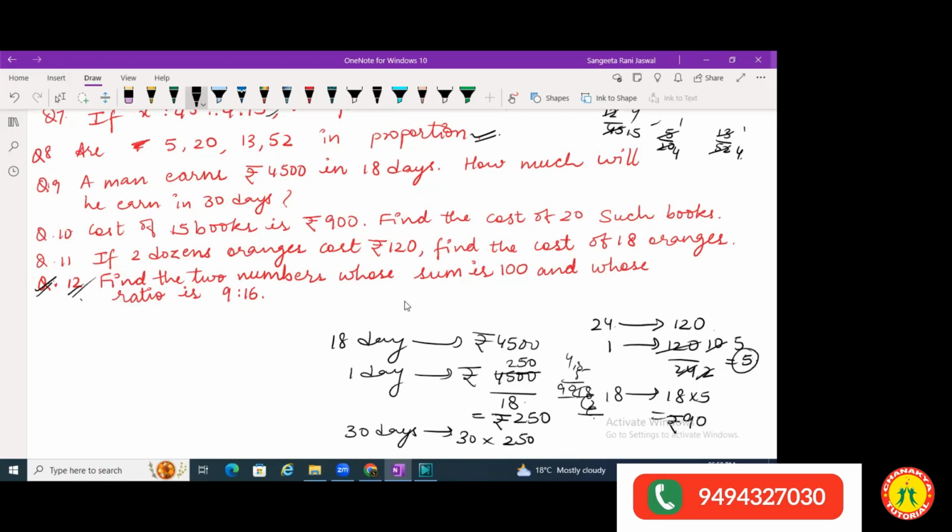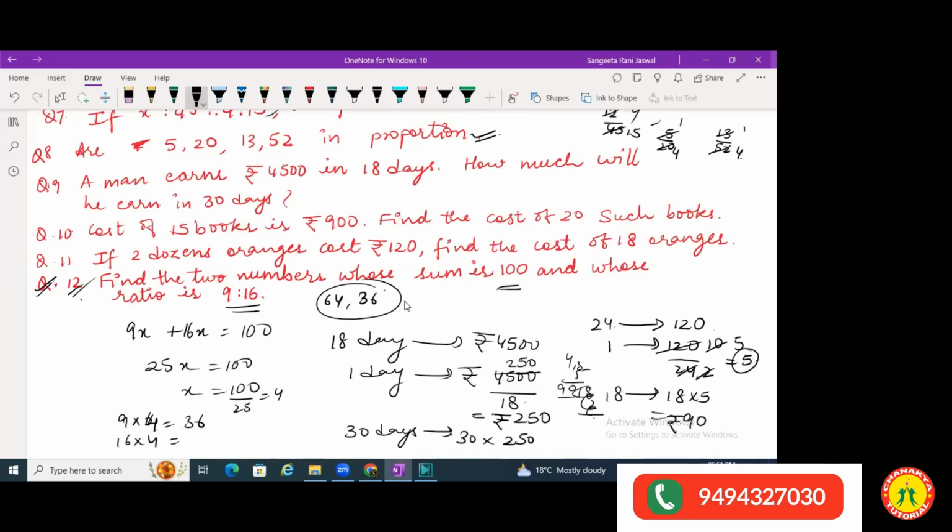Ma'am, the numbers are 64 and 36. Okay. Yes, ma'am. See, this ratio is given, 9x and 16x, and the sum of the numbers is 100. So we'll take the numbers to be 9x and 16x. 9x plus 16x equals 100. From here we can find the value of x. 25x is 100, so x is 100 by 25, which is 4. So when you multiply 4 with 9, you get 36. And with 16, you get 64. So these are the two numbers. Okay. Yes, ma'am.